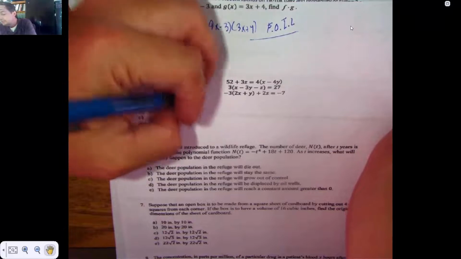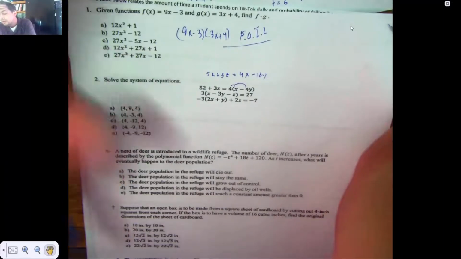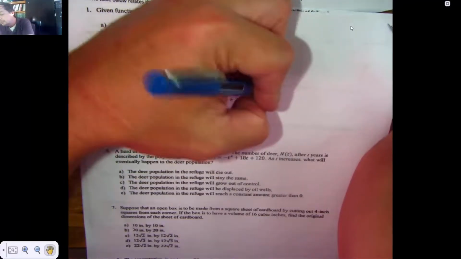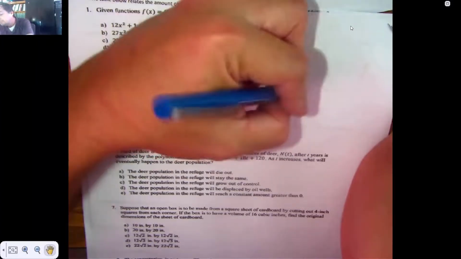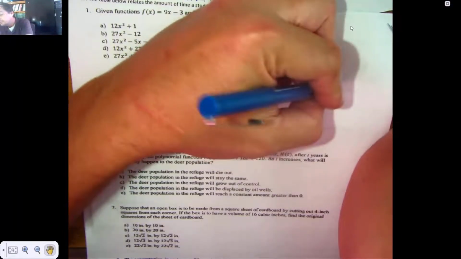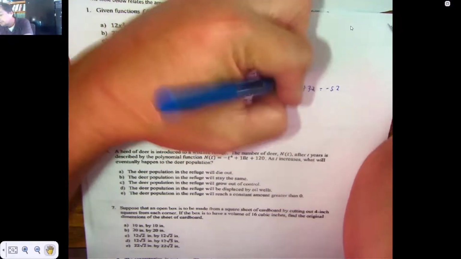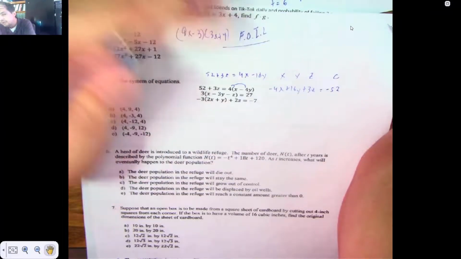What I would do is, you're going to have to do a little math on these things, but 52 plus 3z is 4x minus 16y. You're going to want to get each line in a form that says x, y, z. So this would become negative 4x plus 16y plus 3z equal to a negative 52. So we want our x's, we want our y's, we want our z's, and our constants. And you can do that with each of the three equations.